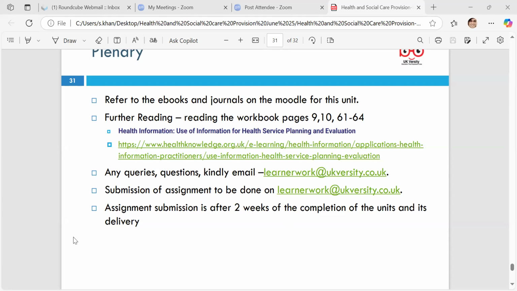The next session you've got is tomorrow, which is learning outcome 2. And that's at 10 o'clock, okay? And that's looking at understanding the roles of health and social care practitioners.